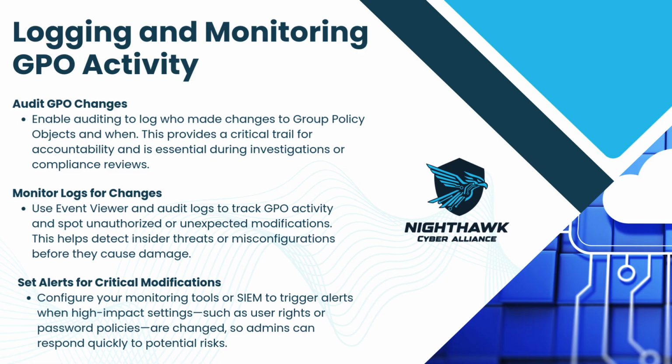Logging GPO activity helps track who is making changes and when, offering vital accountability. By enabling auditing on group policy objects, administrators can see if someone modifies a password policy, adjusts user rights, or changes software restrictions. Regularly reviewing logs through the Event Viewer or a SIEM platform helps detect unauthorized modifications or insider threats. You can also configure alerts for critical changes, such as edits to administrative permissions, so that you can respond in real time. Without logging, policy changes go unnoticed, so auditing is not optional in a secure environment.